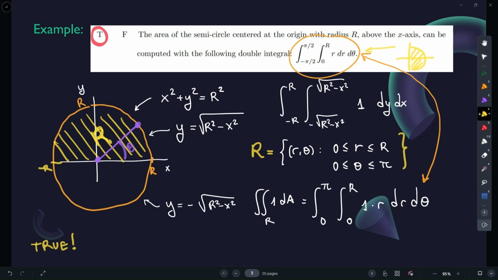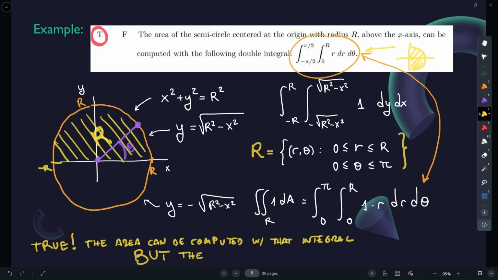It is true, the area can be computed with that integral, but I would write that the area described, the region described, is the wrong semicircle. Okay. And that can have consequences.